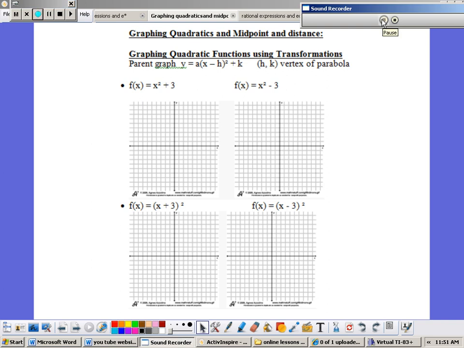Okay, today we're going to talk about graphing quadratics, midpoint, and distance, and we're going to talk about circles. Graphing a quadratic function using transformations.